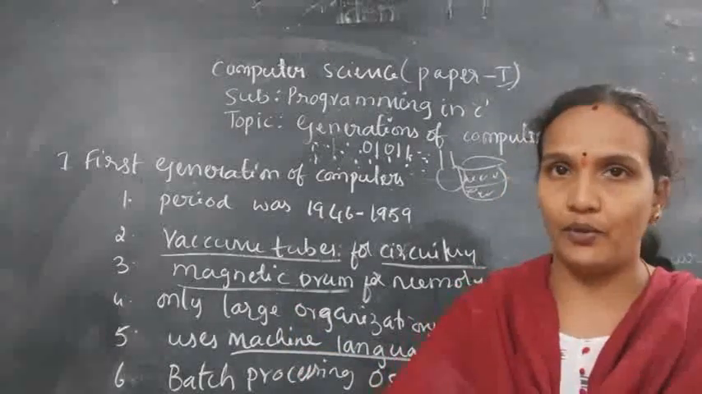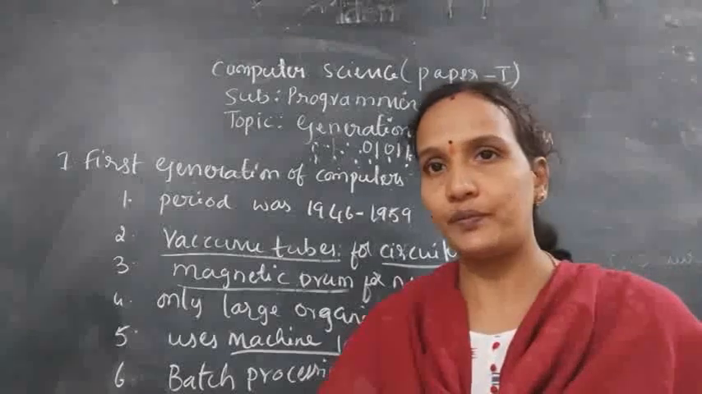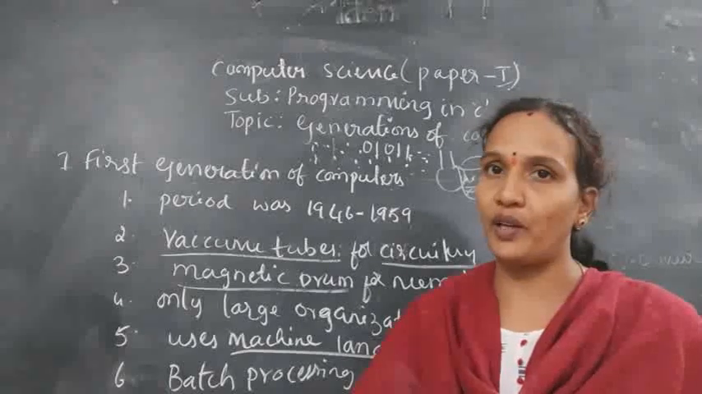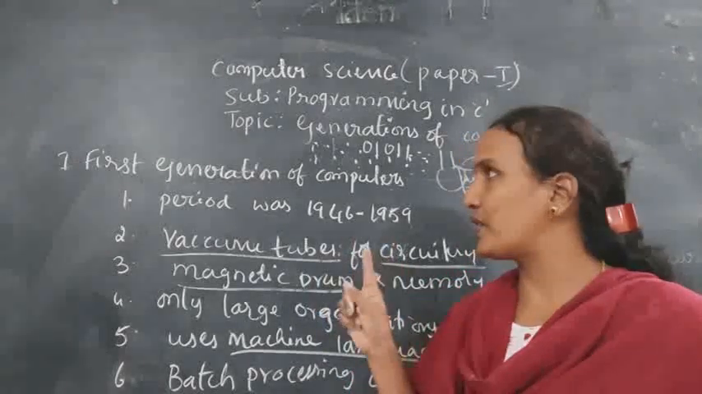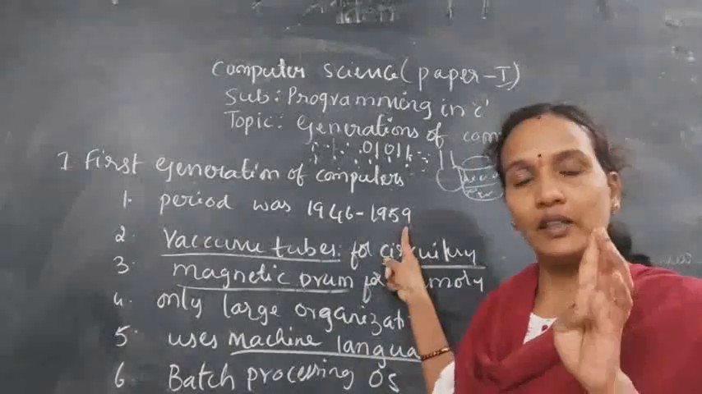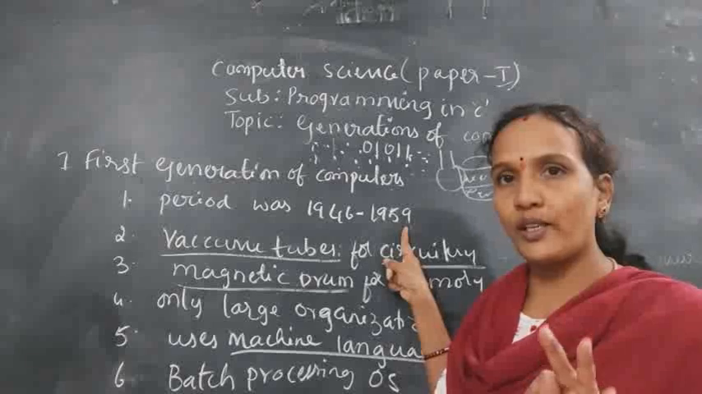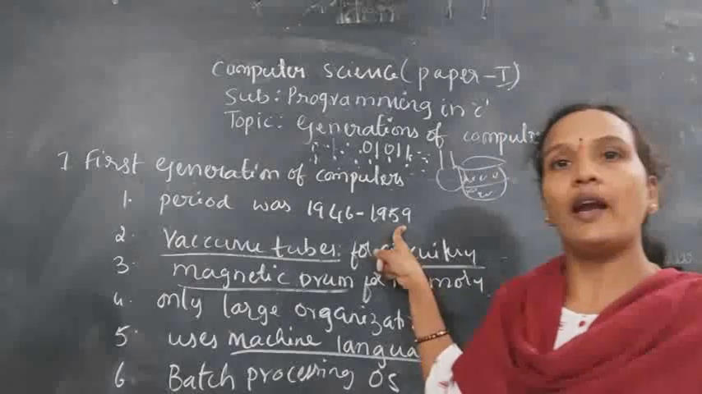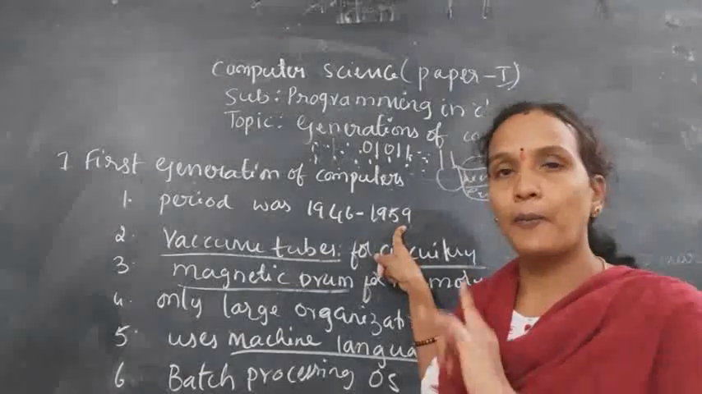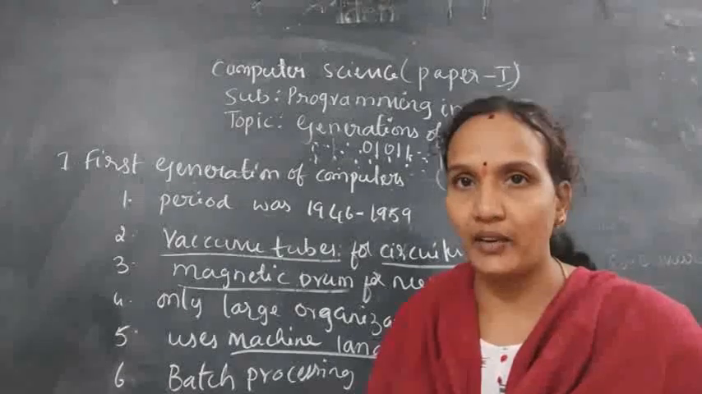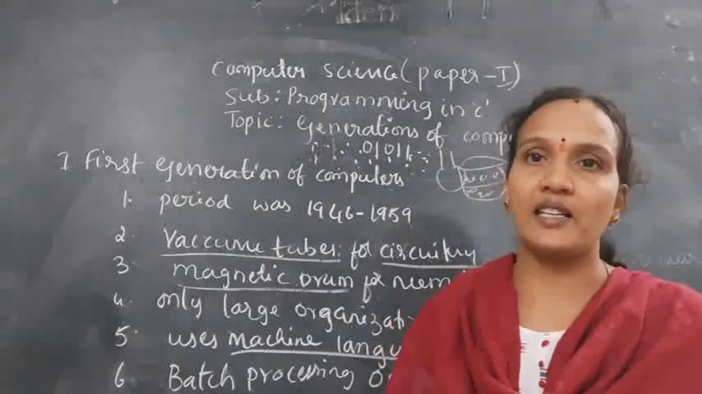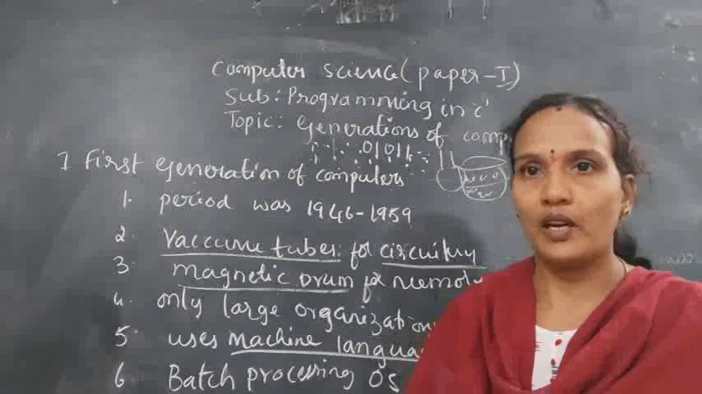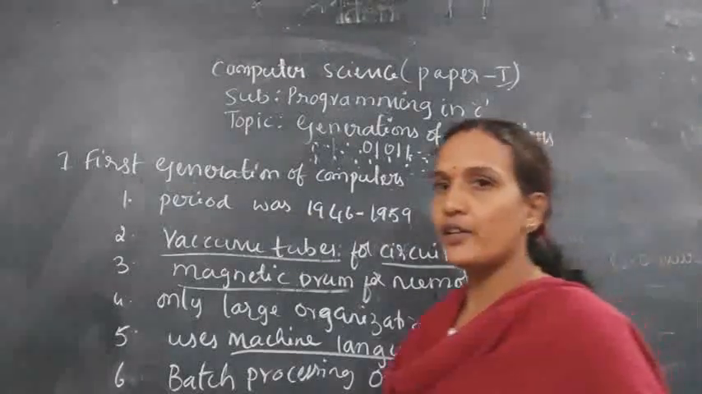Punched cards were used as input. Magnetic tapes were used as output. Understood? And what language did they use? Machine language. These are the key points. They are very, very important. The period was 1946 to 1959. First generation. The technology, vacuum tubes. Storage, magnetic drum. Input, punched cards. Output, magnetic tape. And what language did they use to process the data? Machine language. Machine language is directly understood by the system. There is no need for further translation. Understood? So these are the key points. You take a screenshot of this.